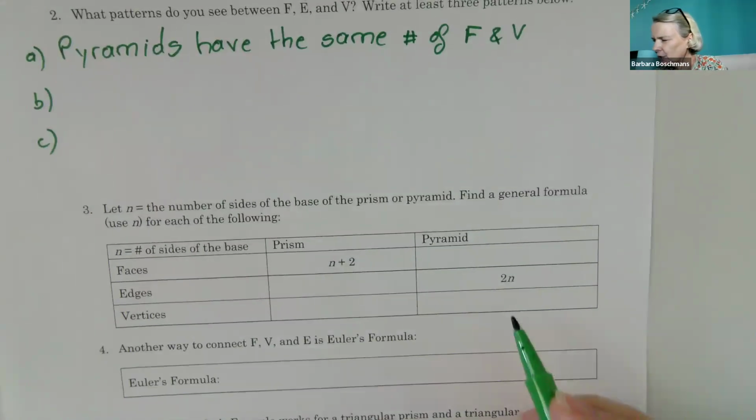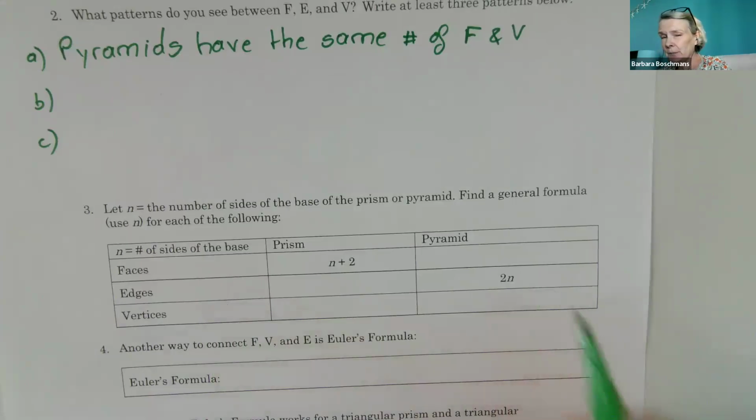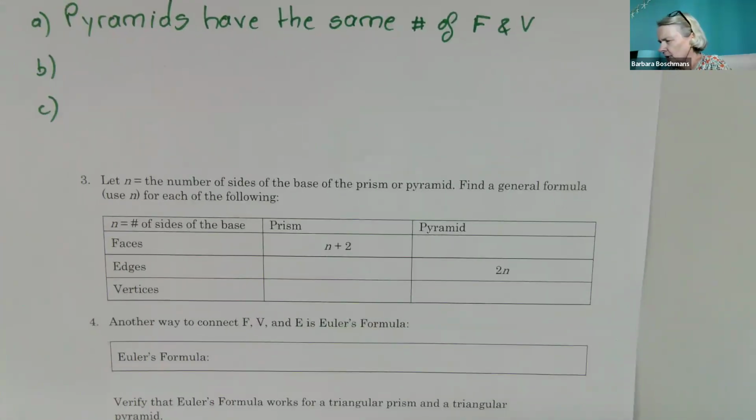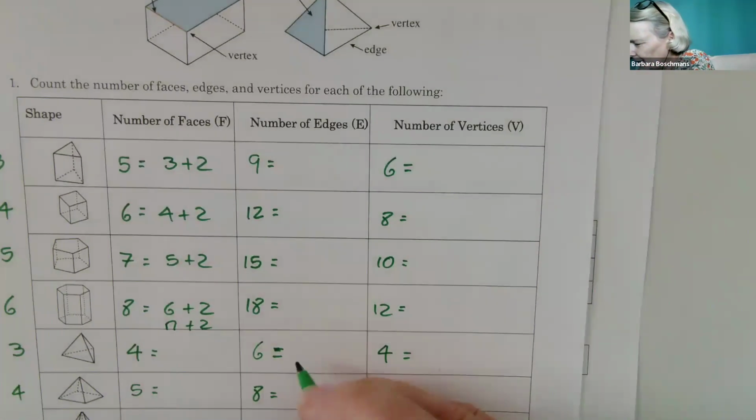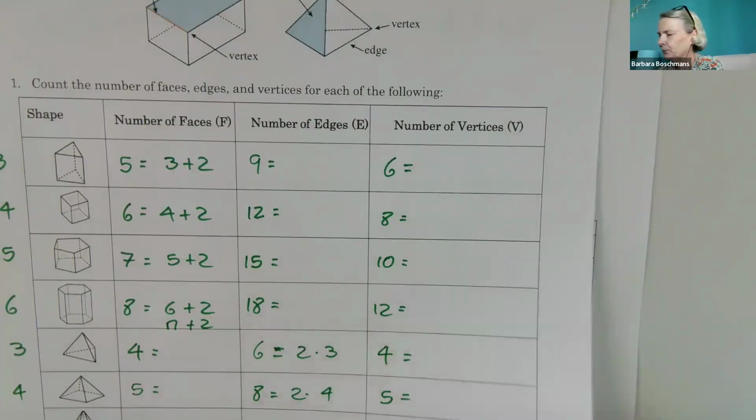The other one that's given to us is that in a pyramid, the edges is 2 times the number of sides of the base. So I'm going to go to edges. I'm going to see that this is 2 times 3. This is 2 times 4. This is 2 times 5. This is 2 times 6. So this is 2 times n.